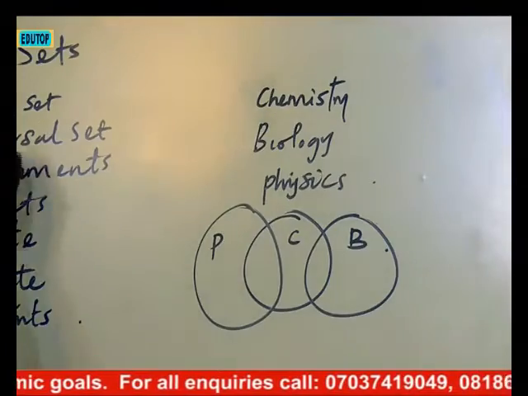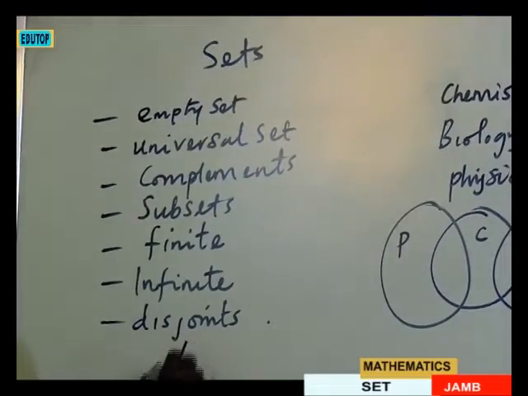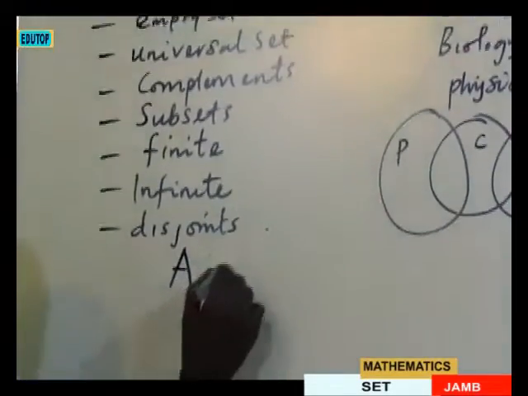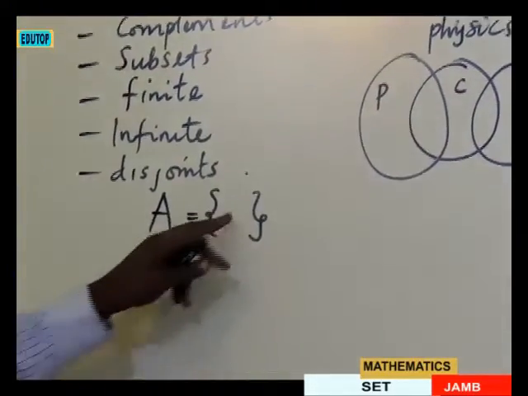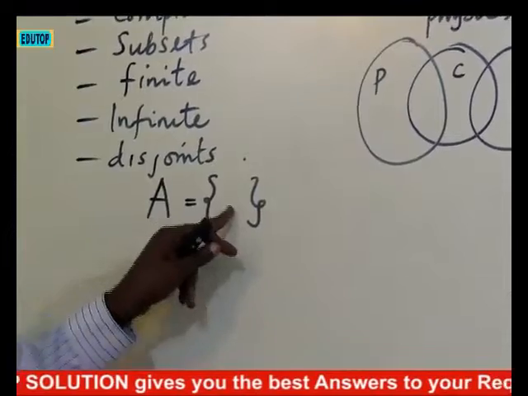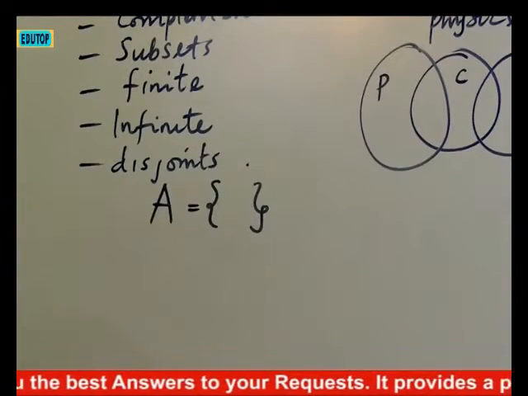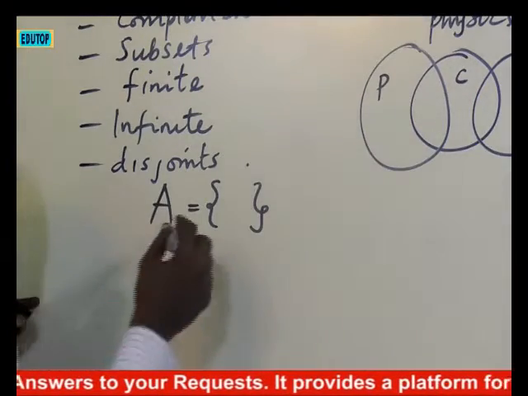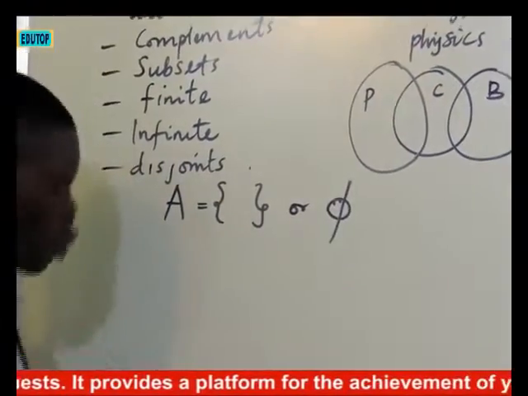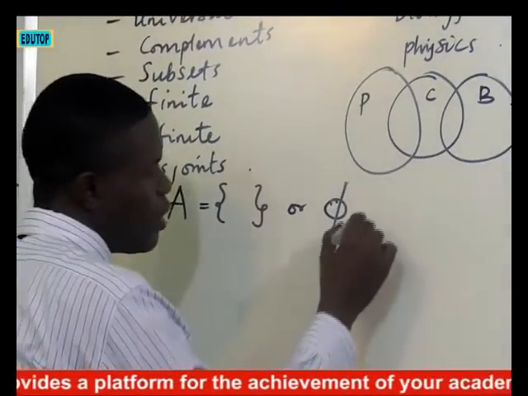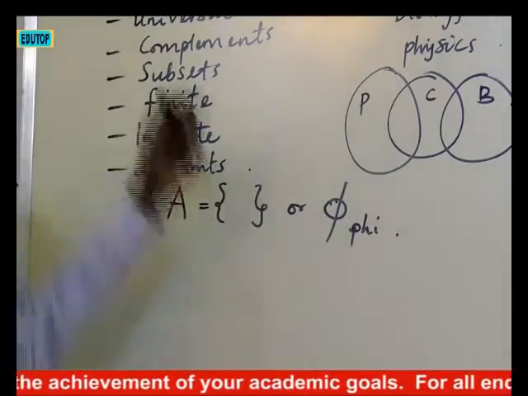So let me start by talking about empty sets. A set is always denoted by a capital letter. When you have a set of this kind, we say it is an empty set, because a set that has no elements, or no members, is an empty set. You can write it like this, or you can write it as phi. Phi is an empty set.